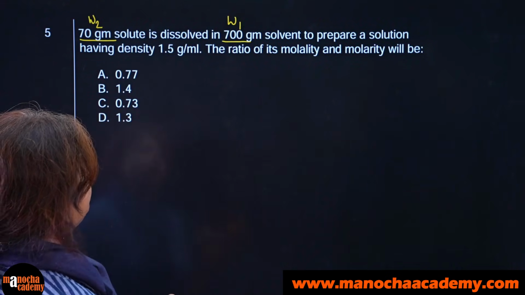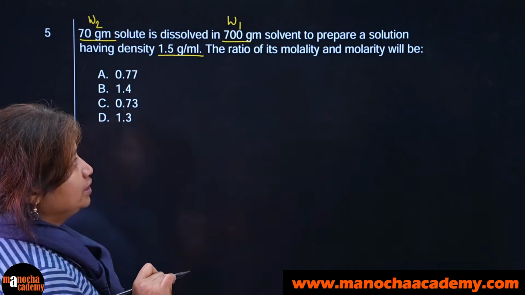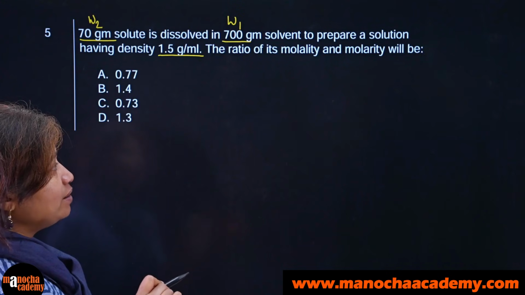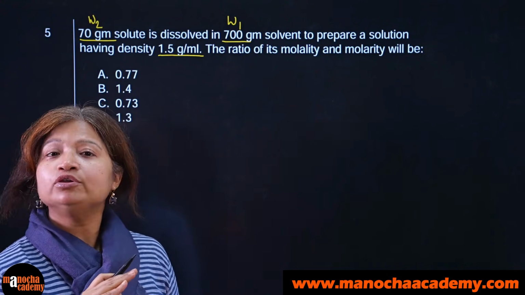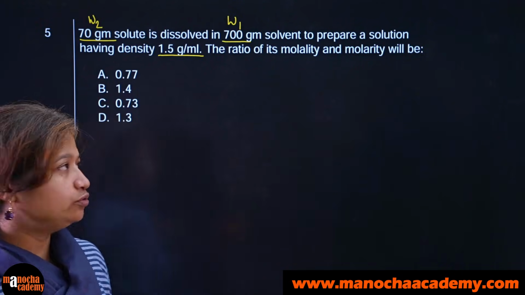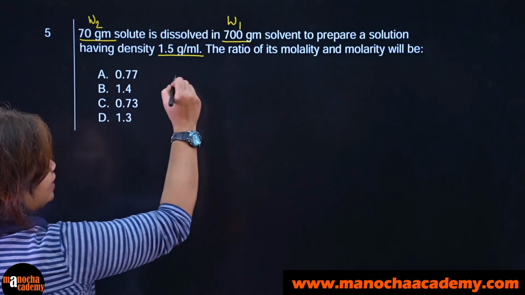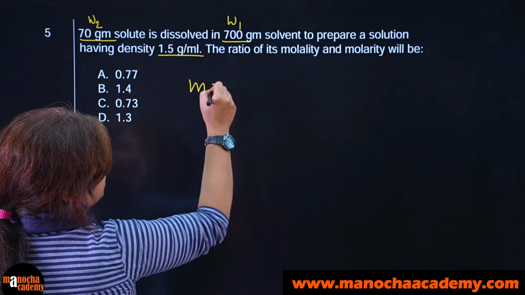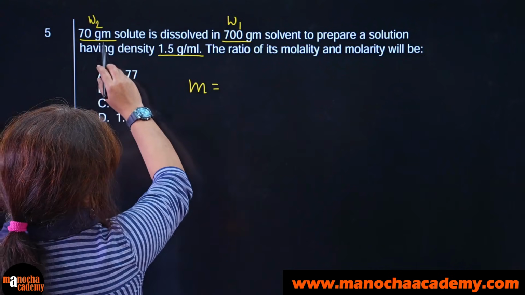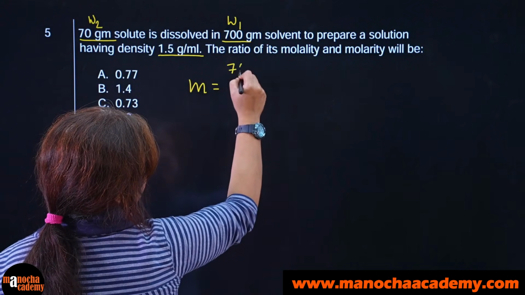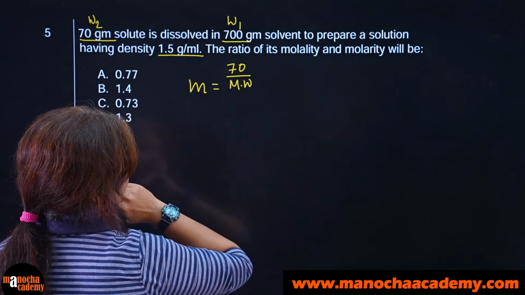To prepare a solution having density 1.5 gram per ml, now find the ratio of molality by molarity. You might think there is a lot of calculation, but here we are not going to go deep into the calculation. What we are going to do? First of all, we'll find the molality, which is very simple out here. Molality we know is the number of moles of the solute per kilogram of solvent. For 70 gram, the number of moles of the solute means 70 over the molecular mass, which we don't know, so I'm writing it as MW.